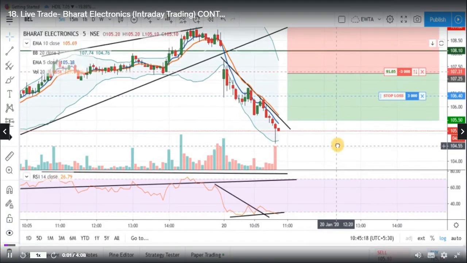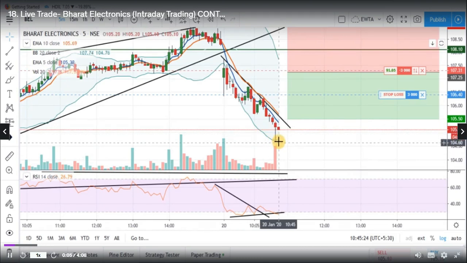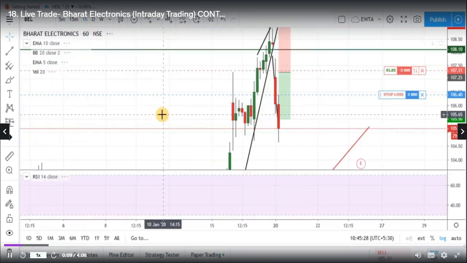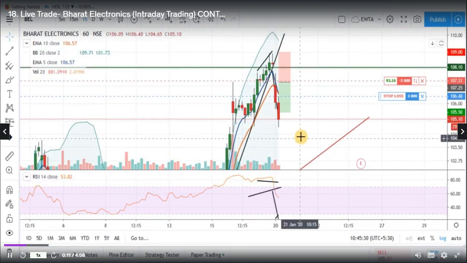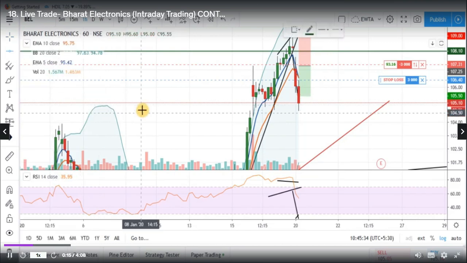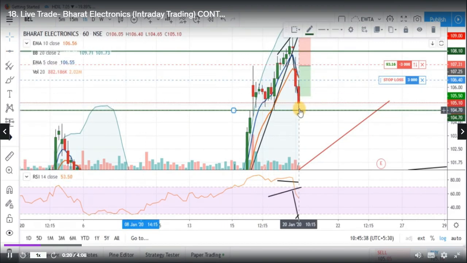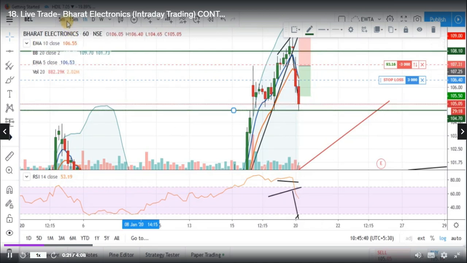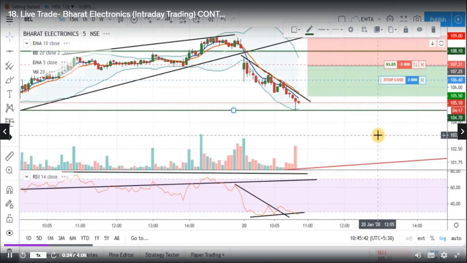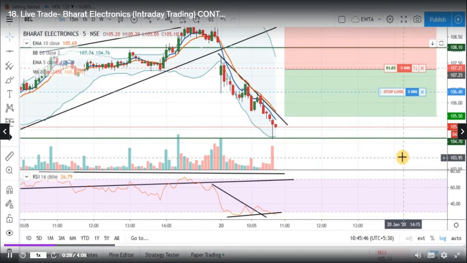Welcome back. Now in this chart you can see this is a hammer candle, and also Bollinger Band is contracting. On the hourly chart, this is a gap up opening, so this level will act as a support level, and you can see two times candles are taking support here. That's why I'm expecting a pullback in the prices, and I'm closing my trade here with this profit.